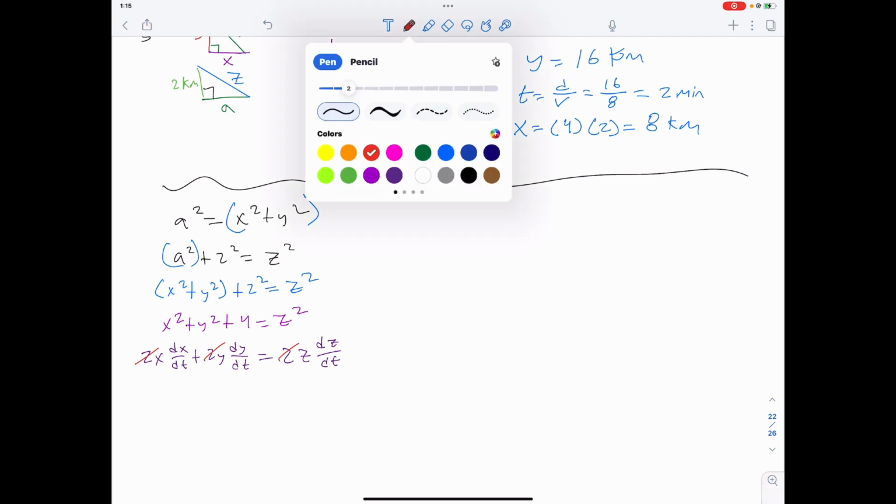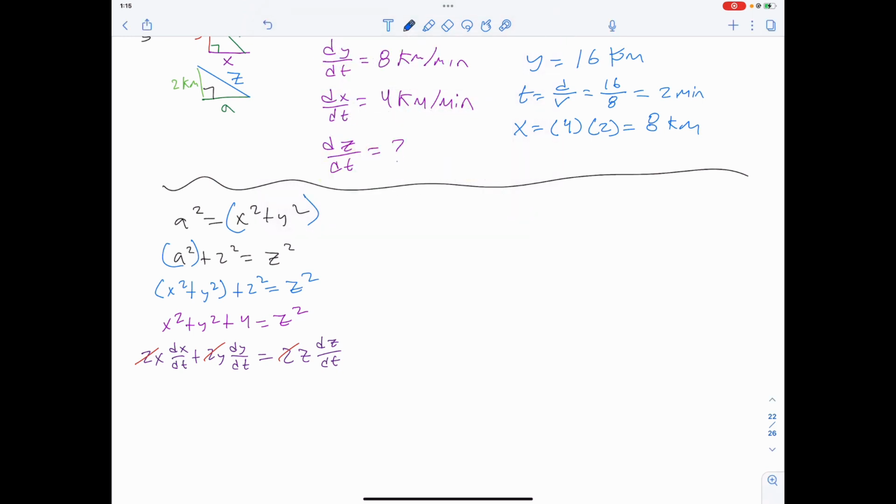Well, what are the things that we know? We know that x is equal to 8. We know dx over dt is equal to 4. We know that y is equal to 16. We know that dy over dt is equal to 8. And we know that z is going to equal, well, we don't actually know z.